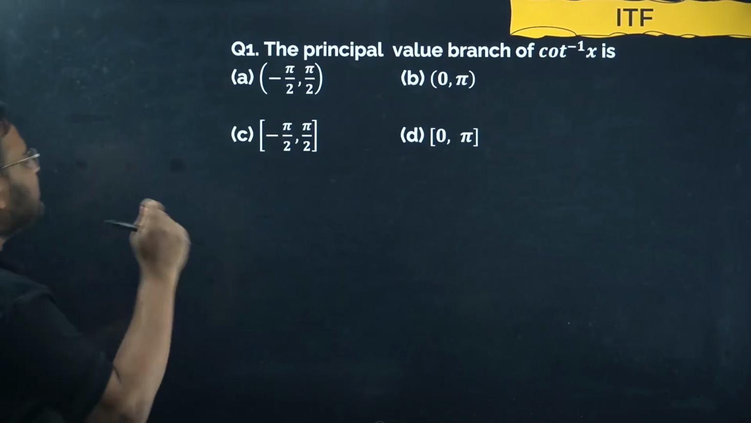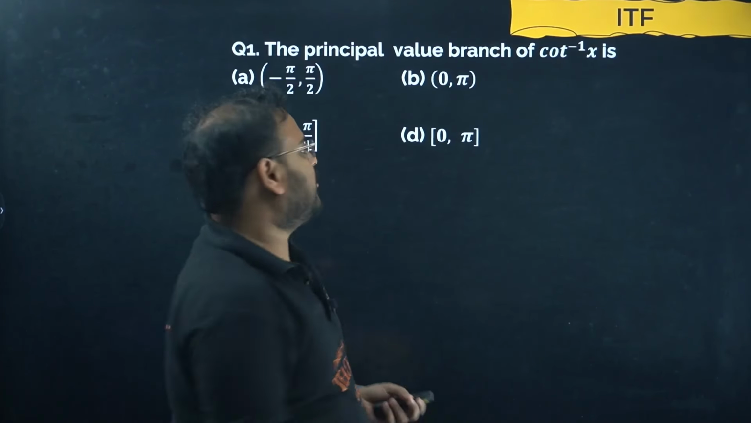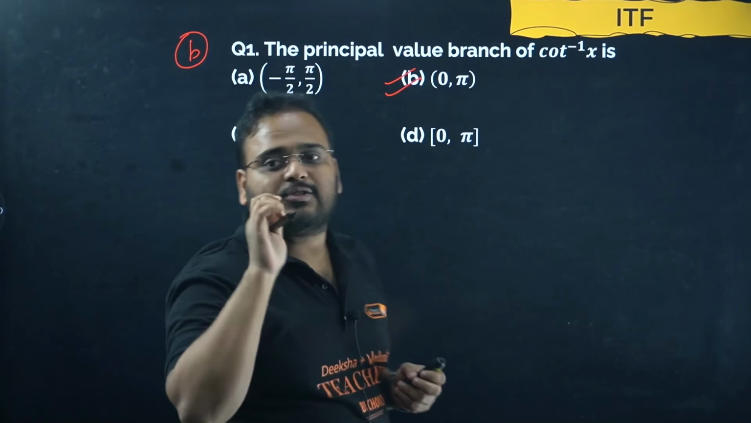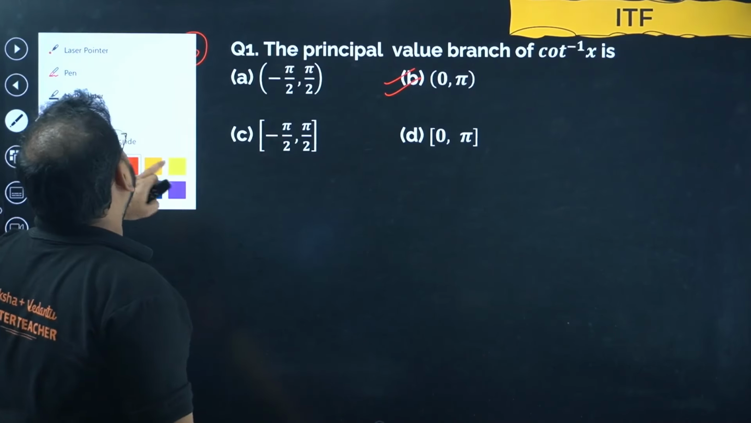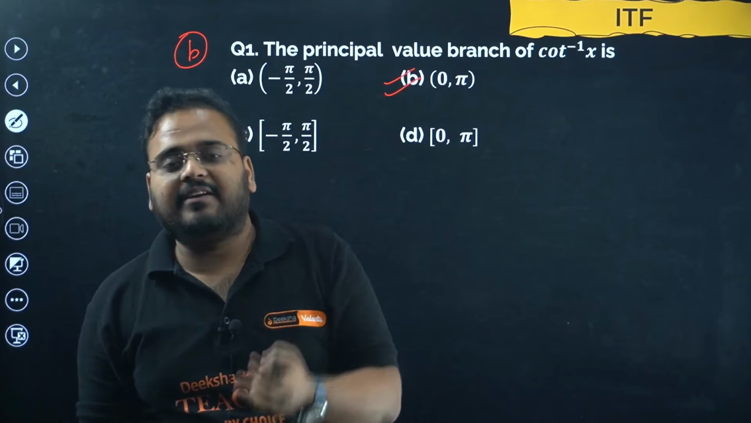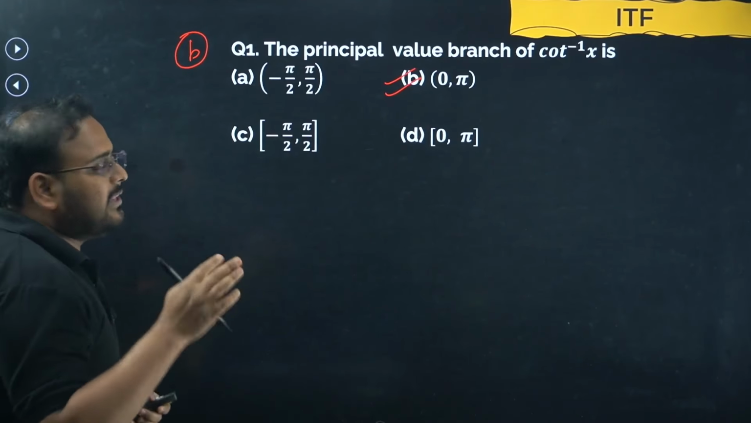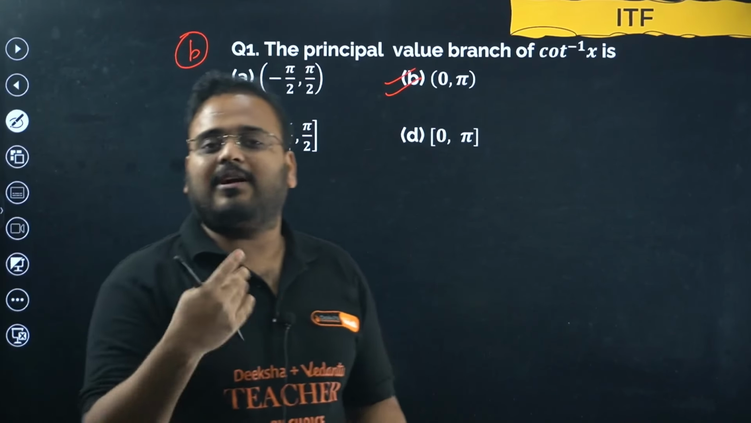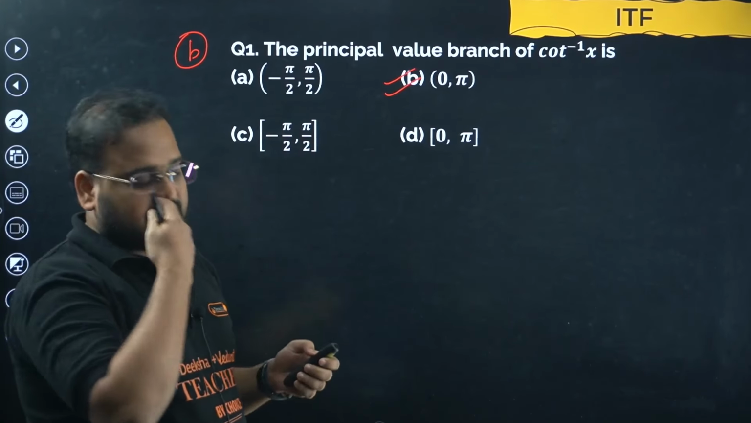Give me the answer. Principal value branch of cot inverse of x. The answer you're going to give me is option B, and move on. But this is not the end. This particular question means the entire table of domain and range of ITF becomes very important. Please remember, the entire domain and range becomes relevant, because we don't know whether cot inverse, sec inverse, or cos inverse will come. But one question like this can be expected in MCQs.